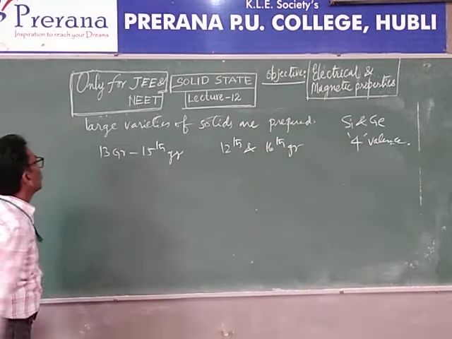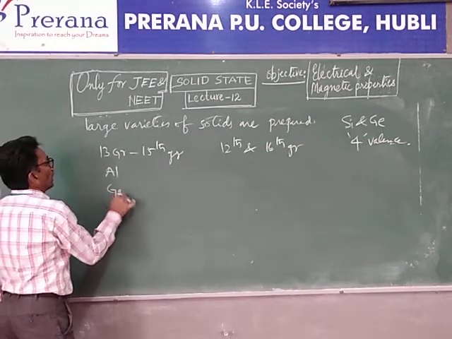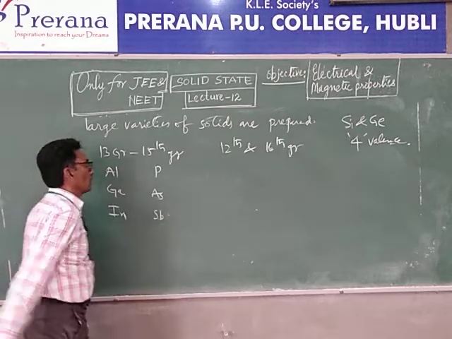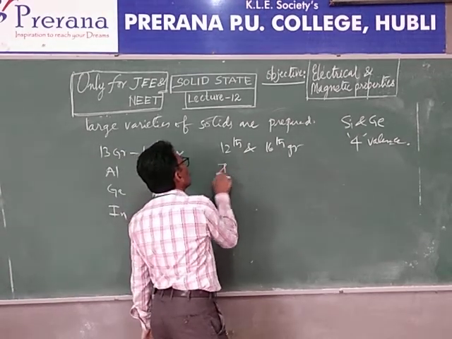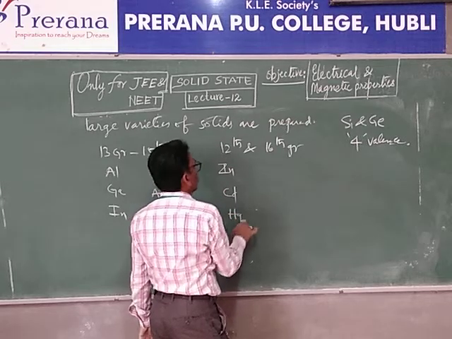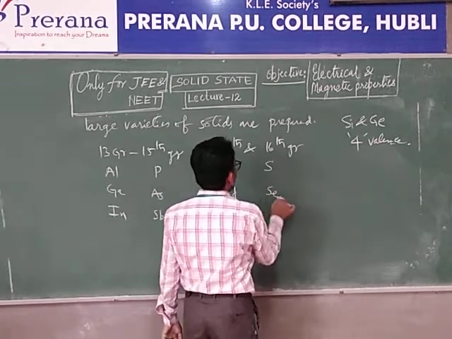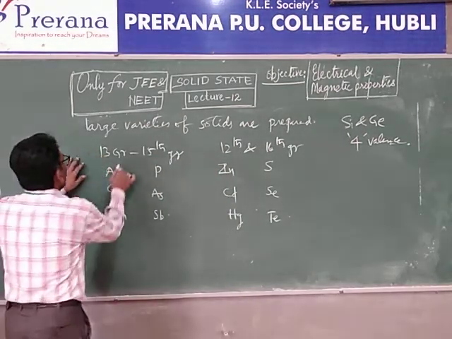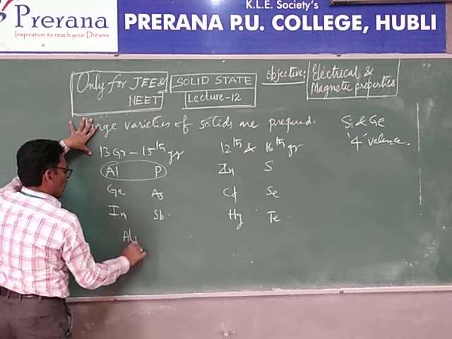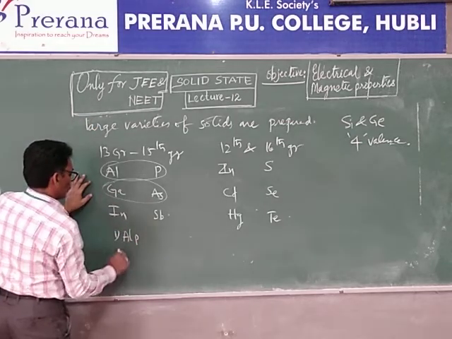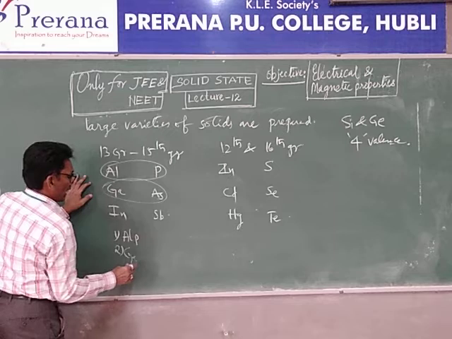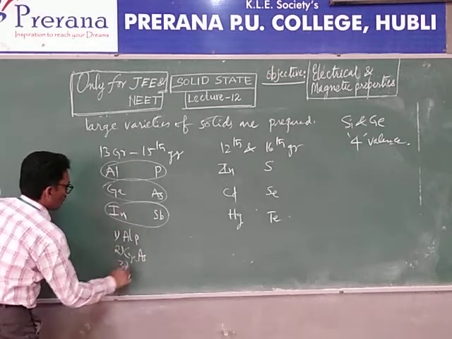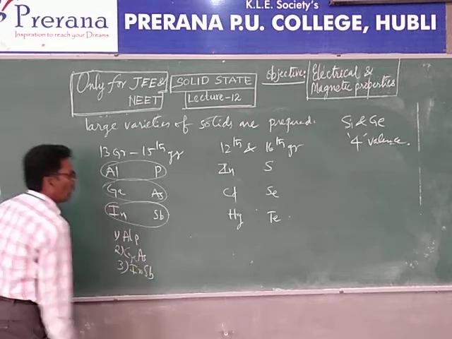What are those combinations? This is aluminium, gallium, indium. This is phosphorus, arsenic, antimony. And here the 12th group is zinc, cadmium, mercury. This is sulfur, selenium, tellurium. How do we take the combinations? By the combination of these two, a solid material, AlP. By the combination of these two, gallium arsenide. By the combination of these two, indium antimonide is possible.